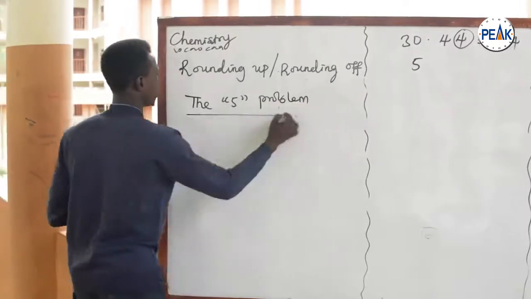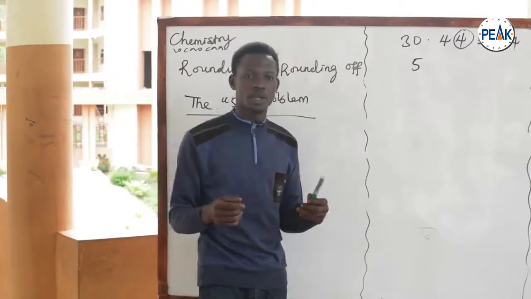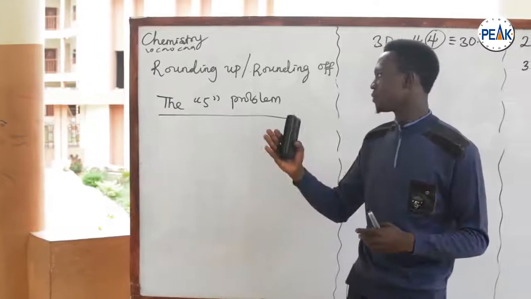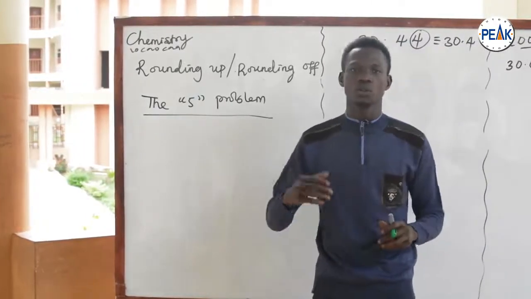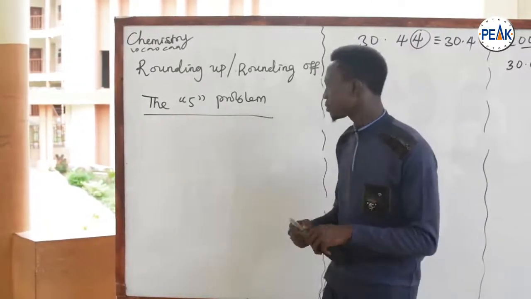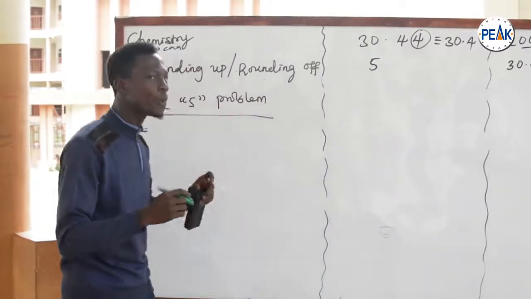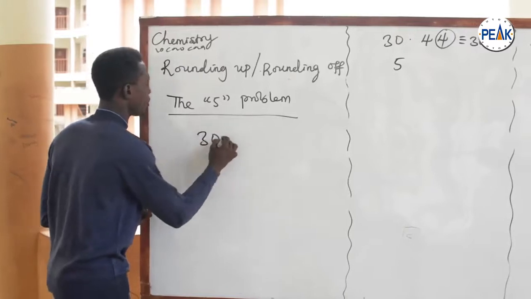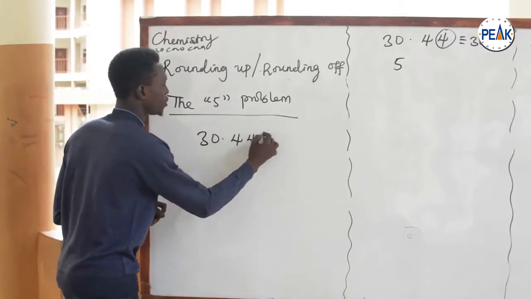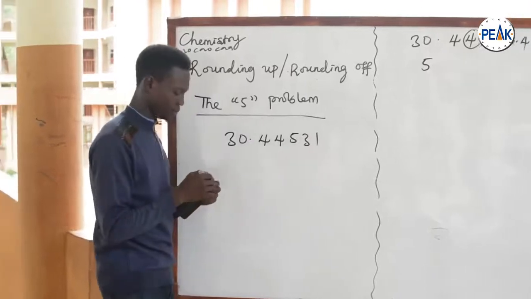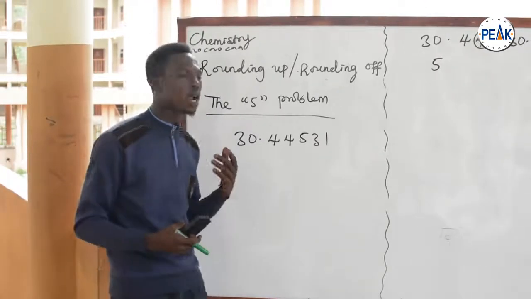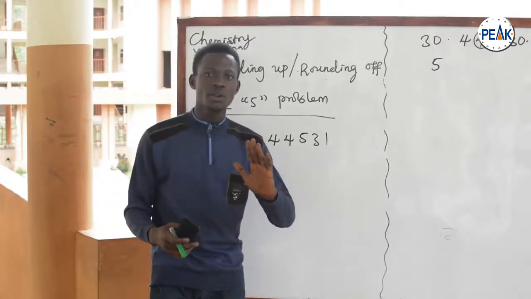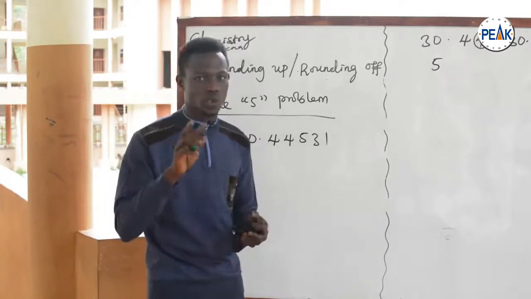The 5 problem. The 5 problem here indicates when do we know how to round up 5, and when do we know when to round off 5. If 5 is followed by non-zero digits, if I have 30.44531 and I'm asked to round this figure to 4 significant figures, rounding up or rounding off 5, there are 2 things you have to consider.